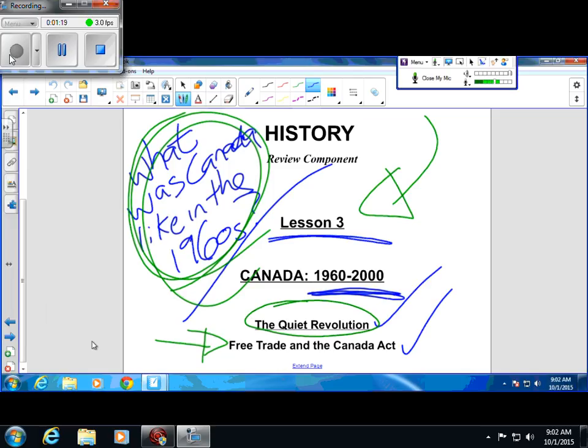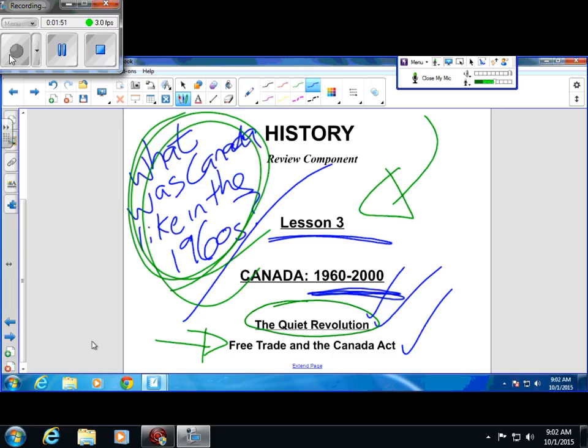Alright, let's begin. We started talking about lesson 3, what was Canada like in the 60s and onwards, last class. Last class we talked about the Quiet Revolution, which means that today we're going to finish off this lesson and talk about the Canada Act and the Free Trade Agreement. Those are the two other topics that we're going to finish off today.